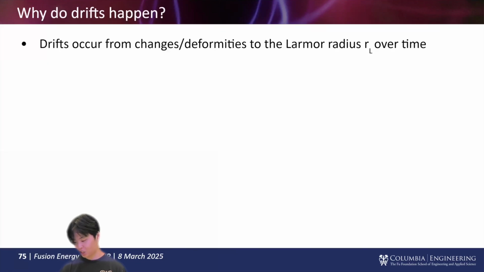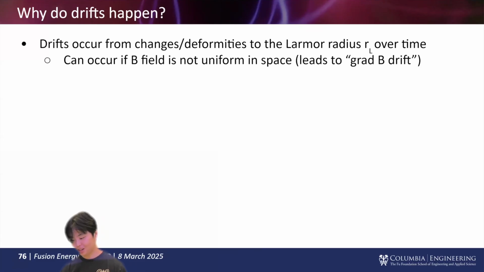We are going to move on to why drifts happen. Drifts occur from changes or deformities to the Larmor radius over time. They can occur if B is not uniform in space, right? That leads to the grad B drift.